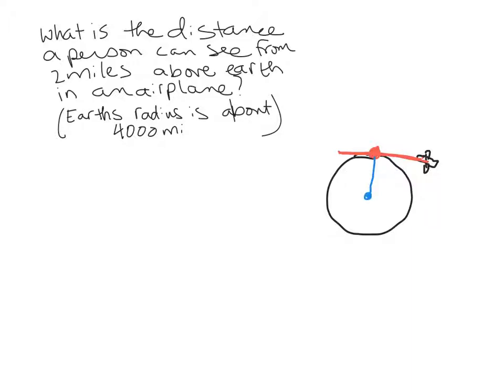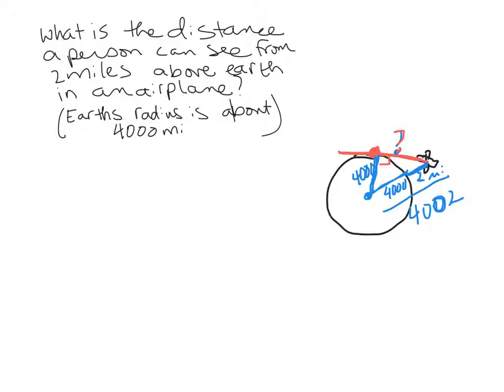So we want to make the radius of the Earth, which is 4,000 miles. And I know that I am 2 miles above the Earth. But what I need to remember is that I still have 4,000 miles to the center. So this whole side is 4,002. Okay? So what we really want to find out is how long is this piece over here?